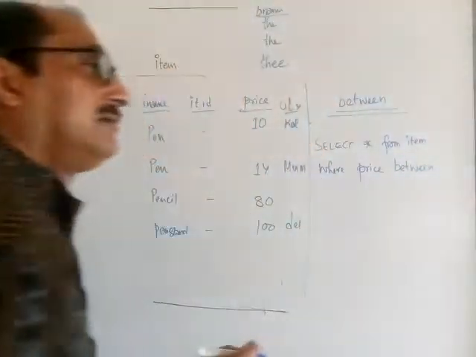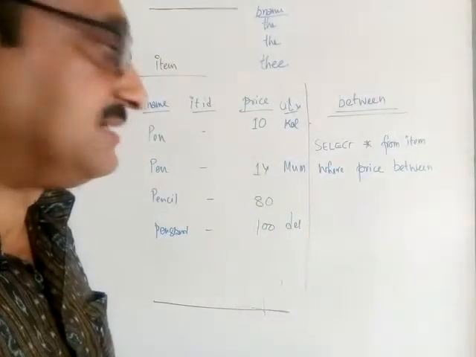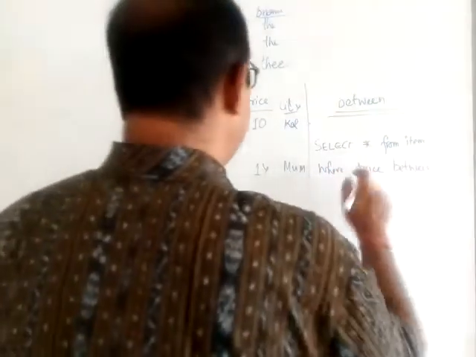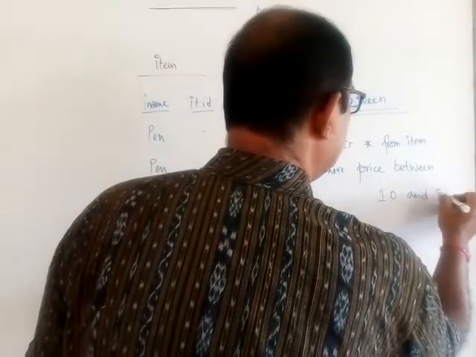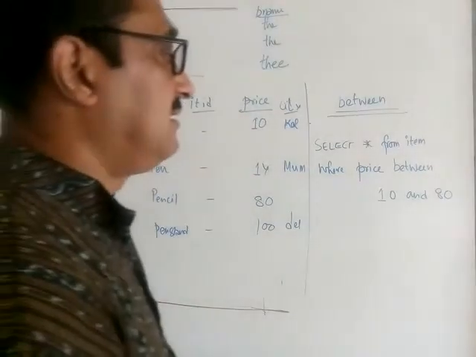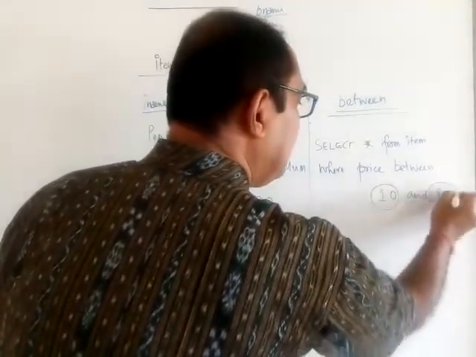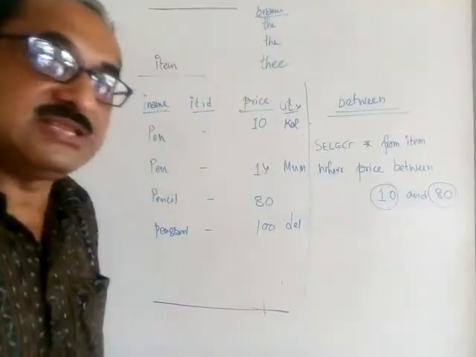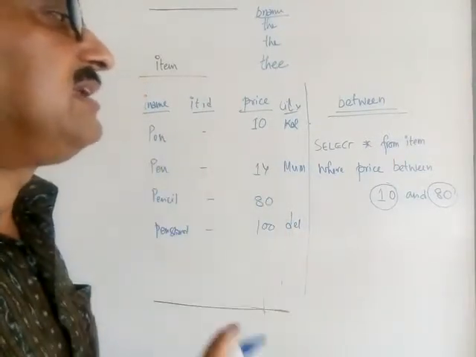after BETWEEN you write the two values separated by the word AND. That's it. Price BETWEEN 10 AND, say, I wrote 80. So it will obviously exclude the value 100. When you are writing 10 and 80, remember that 10 and 80 are inclusive. I just wanted to mention this point. That is why I told you this keyword.